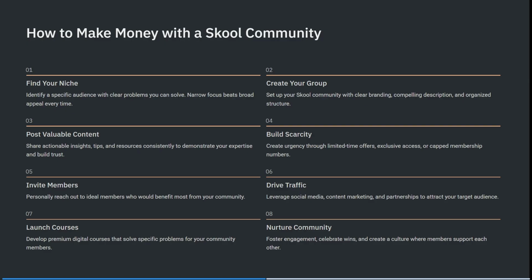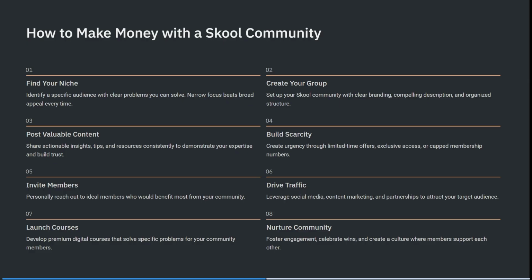So first of all, let's run through the steps. You need to identify a specific audience with clear problems that you can solve. This narrows your focus and it beats the broad appeal every single time. The second thing you need to do is set up your Skool community with clear branding, compelling descriptions, and also an organized structure. The next thing you need to do is share actionable insights, tips, and resources consistently to demonstrate your expertise and build trust with your audience.